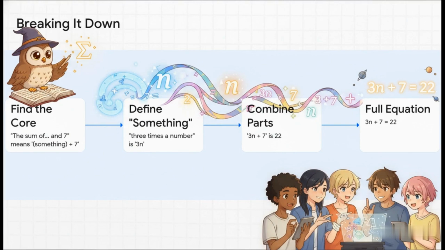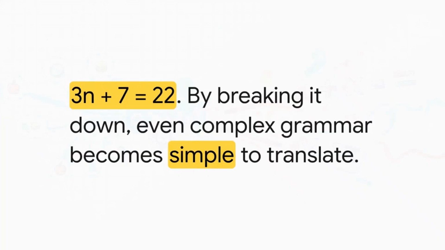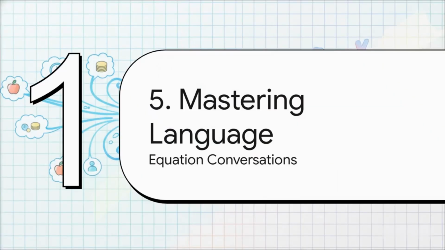So what is that something? The sentence tells us exactly what it is. 3 times a number, which we already know how to translate. That's 3n. Now we just put it all together. 3n plus 7 equals 22. And there's our final translation. 3n plus 7 equals 22. It looked kind of messy, but by finding that main clause first, even the more complex grammar of math language becomes pretty simple to figure out. The system holds up. Okay, time for our final challenge.